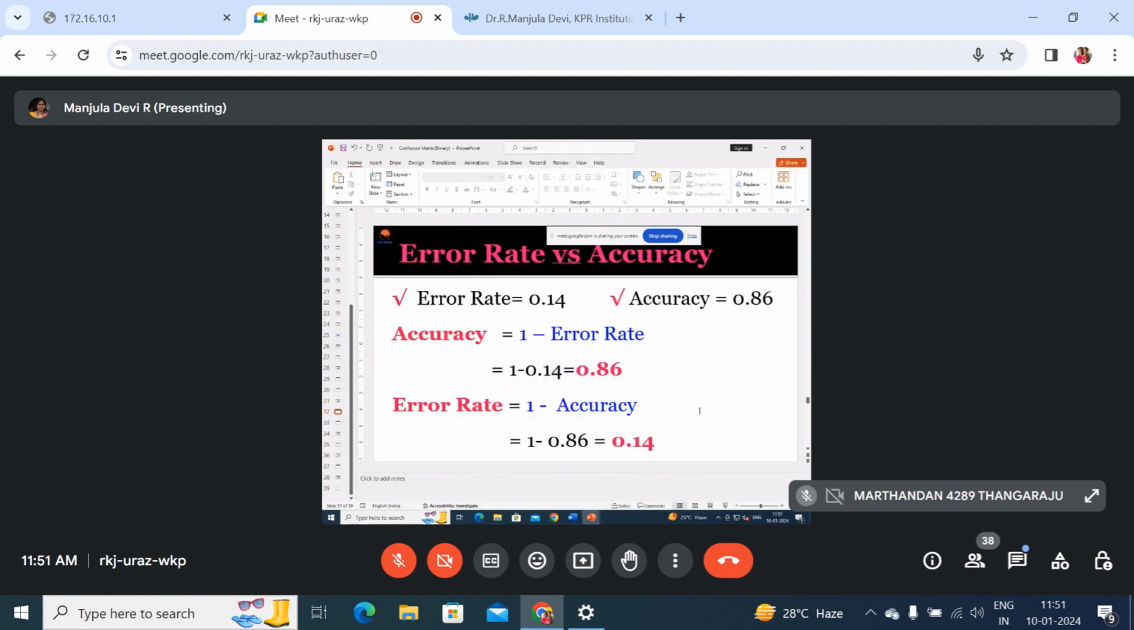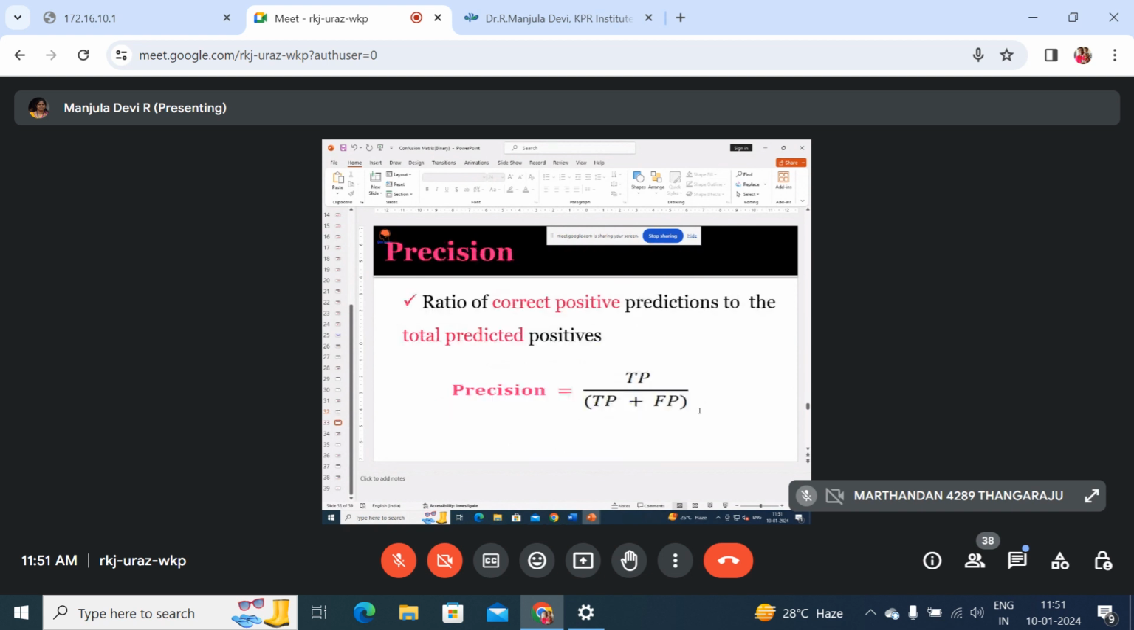86% accuracy is there. That means error rate can be derived from accuracy. 1 minus accuracy is error rate, or accuracy is 1 minus error rate. So 1 minus 0.14 is 0.86, or 1 minus 0.86 equal to 0.14. So this is the accuracy percentage that we will be calculating.